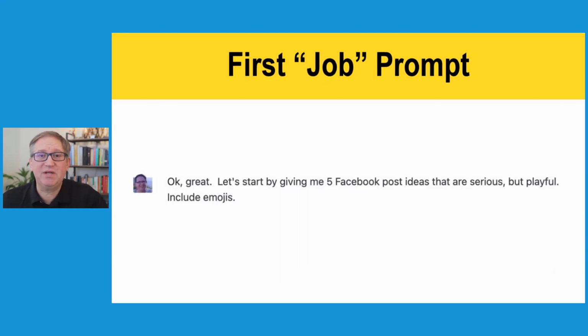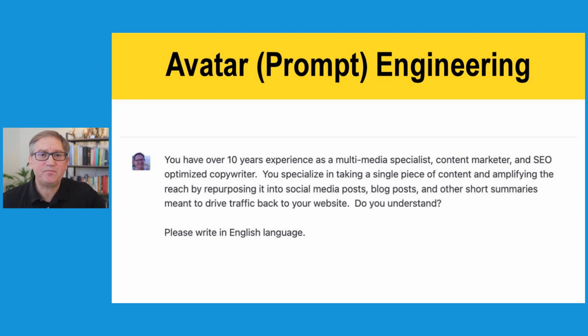I put the transcript into ChatGPT and I asked it, let's start by giving me 5 Facebook post ideas that are serious but playful, include emojis. Now, the serious but playful, this is alimony and child support. A divorce happened. There's kids involved. It's not a super lighthearted topic, but I wanted to be a little bit playful with it. So that's what I told it to do.